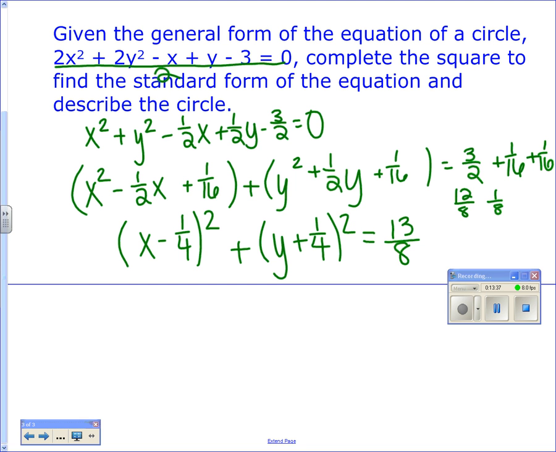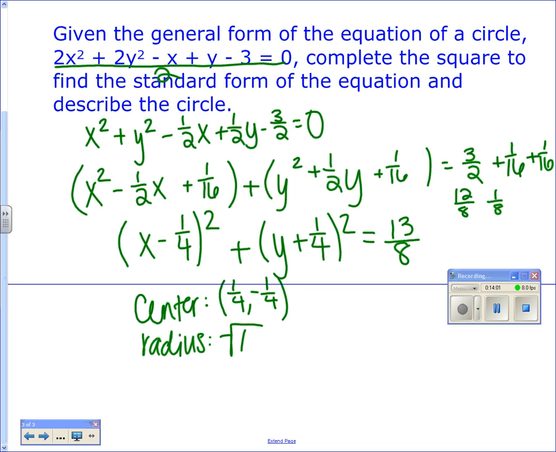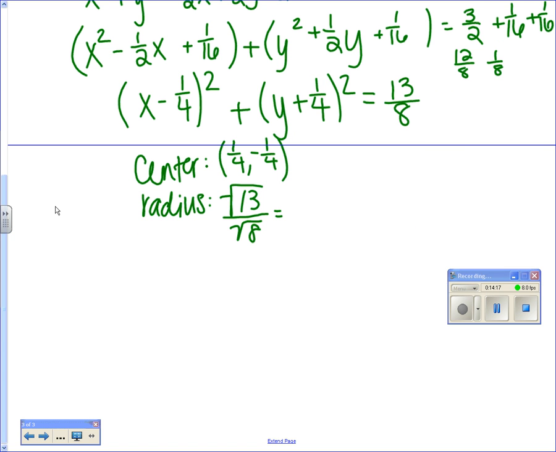Okay, so does it say to graph this? What does it say to do? Describe it. So where is the center? Does that make sense? And what is the radius? Does that make sense? Square root of 13/8. So square root of 13 over square root of 8. So the square root of 8, will that reduce to what? Yes, 2 square root of 2. But do we leave it like this? Multiply by square root of 2. So you get square root of 26 over 4. That's what you want to write for your radius. Does that make sense?